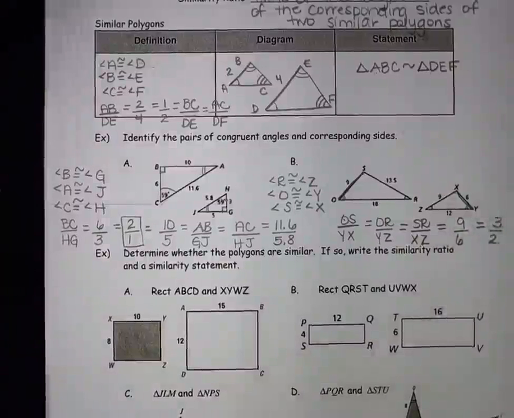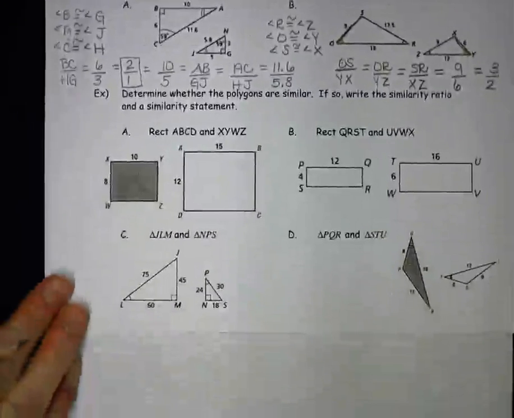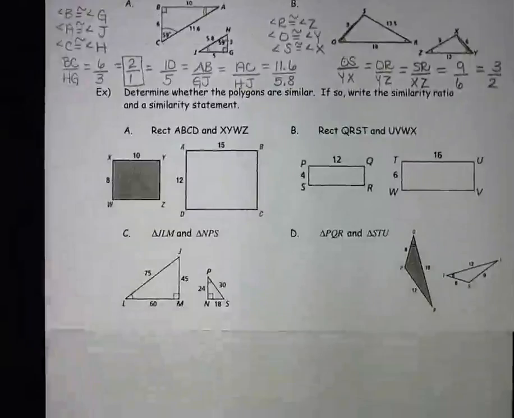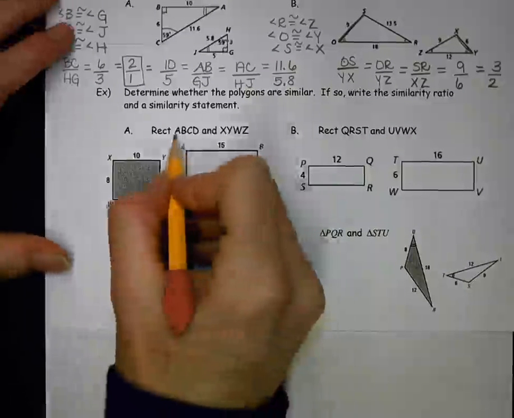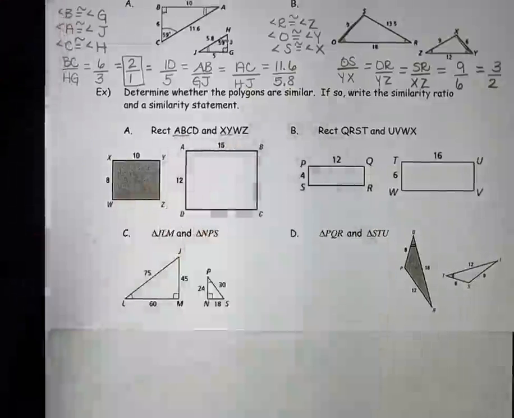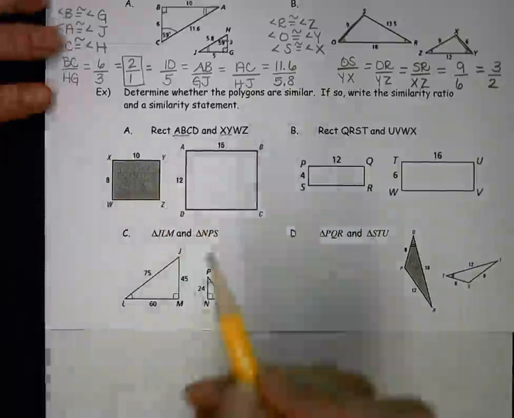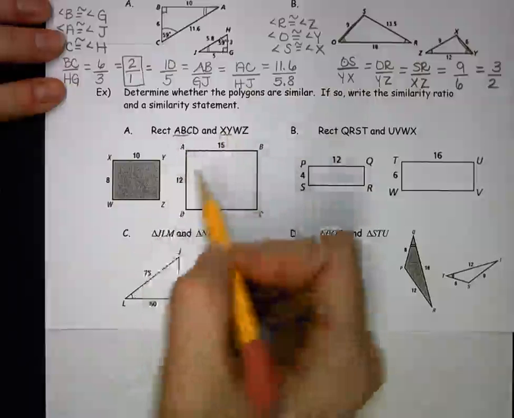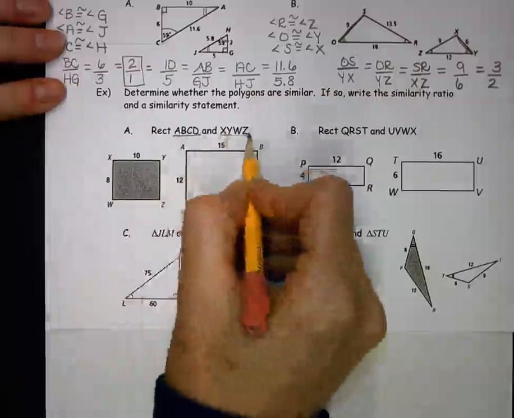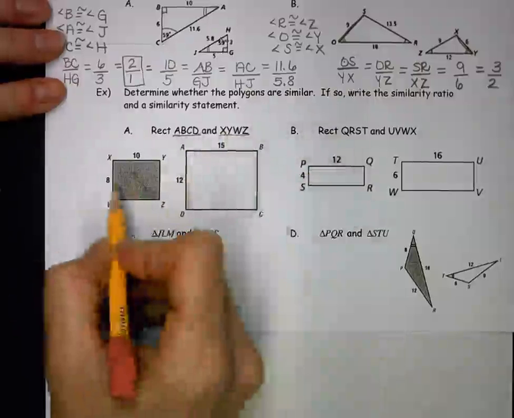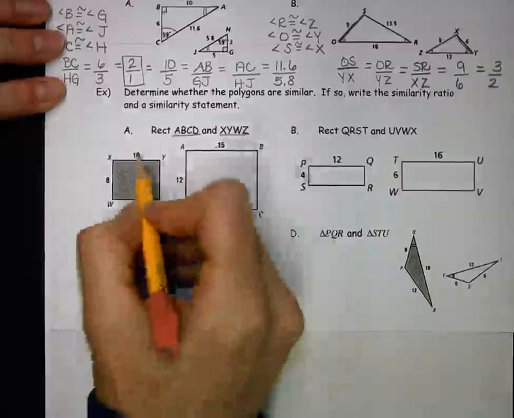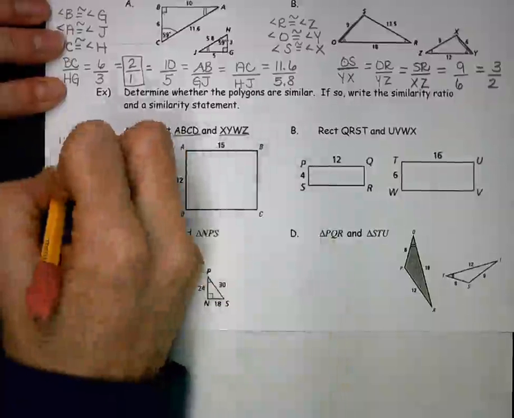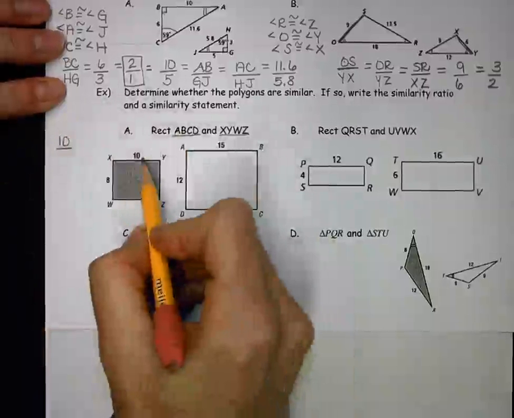In the next example, we are going to determine whether the polygons are similar. If so, we must write the similarity ratio in the similarity statement. So the first thing we must do is look at the 2 rectangles. We know that AB must correspond to YX, so the first thing I would do is find the side lengths that would match accordingly. So if we have these 2 rectangles, if you see proportionally how they're drawn, we would pick one of the side lengths in one of the rectangles. So I'm going to pick 10, and 10 would correspond to 15.